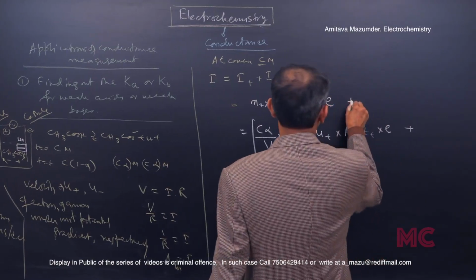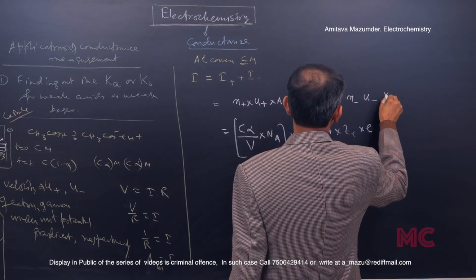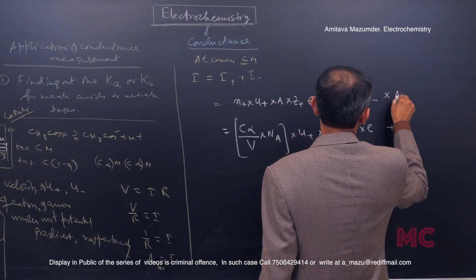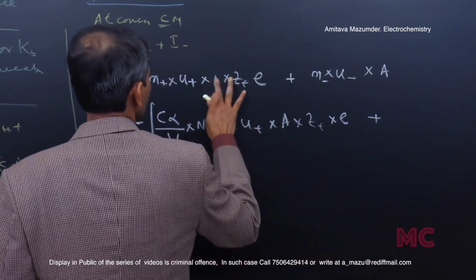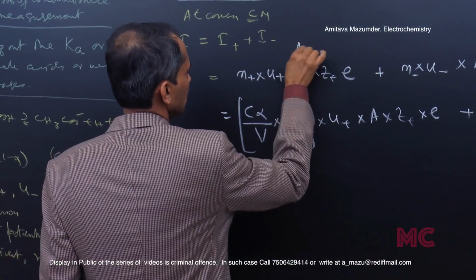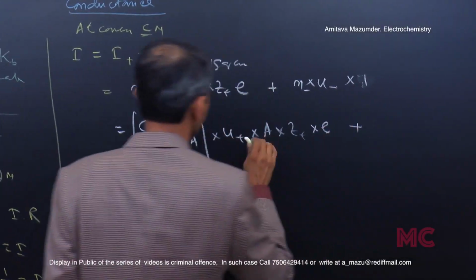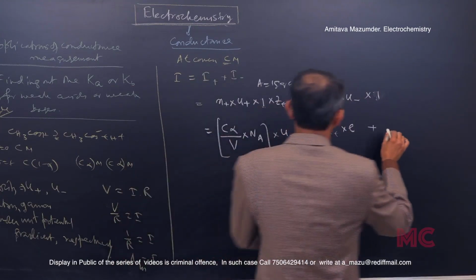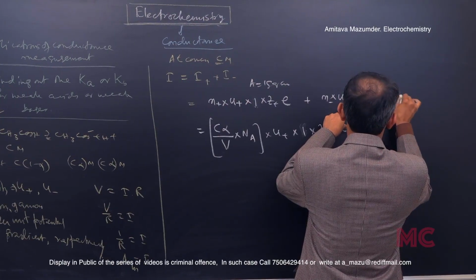plus, for the anionic part, N minus into U minus into A, the area of observation. We can say this initial area we can make 1 square centimeter. Let's say A equal to 1 square centimeter. So it is 1 over here, 1 square centimeter. Then N minus into U minus into Z minus into E.